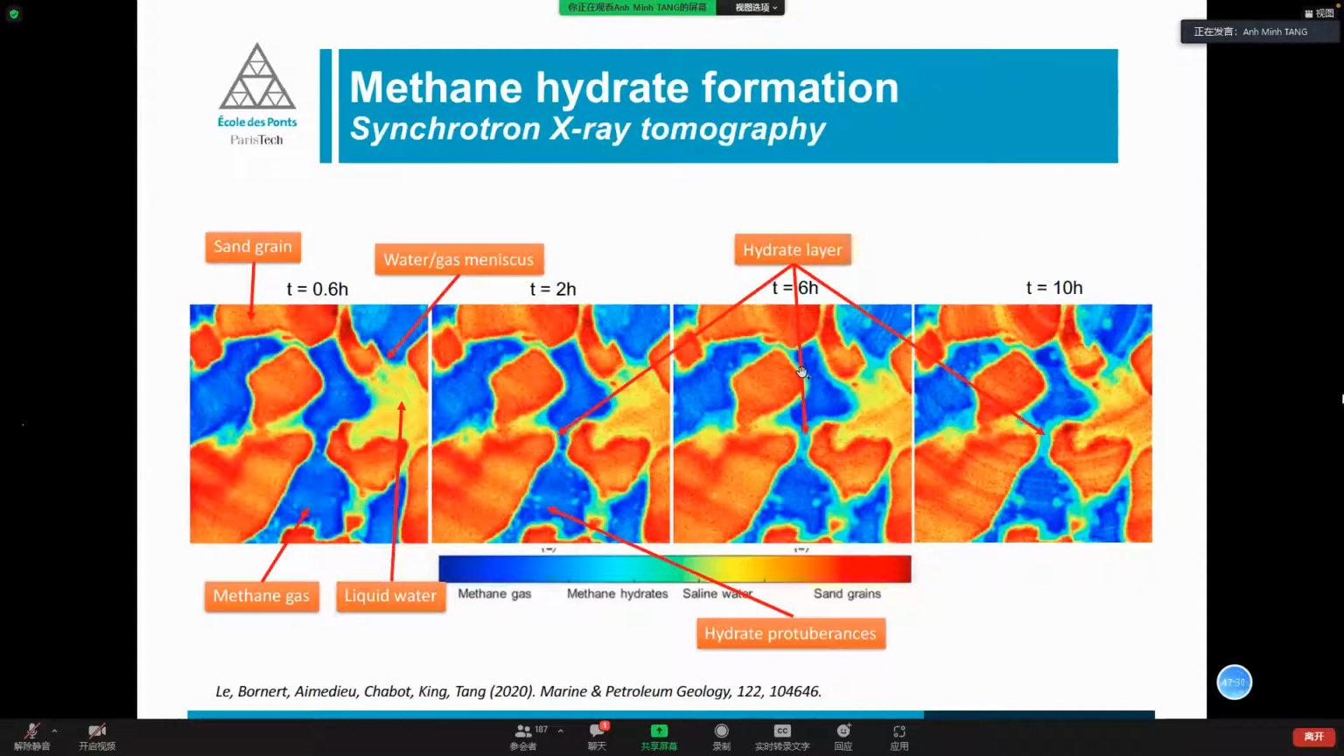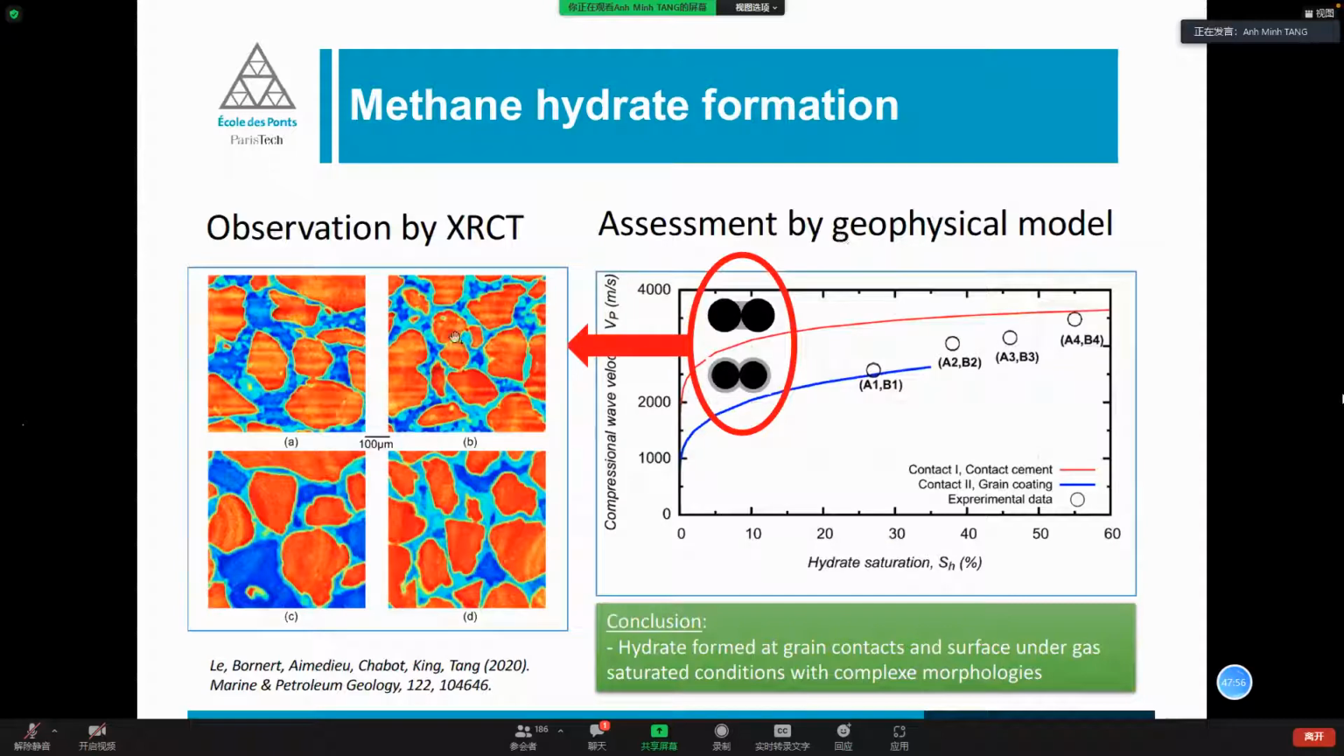So we try to observe what happened at the smaller scale here. At the beginning, we have sand grain, methane gas, and liquid water. After 10 hours, we see that we create a zone of hydrate layer around the sand grain and also at the contact between the grains. The geophysical models show that hydrate is at the contact or around the grain, but in reality, the morphology is more complex than that. It's a mix between these two models. That confirms why our result stays between these two models.